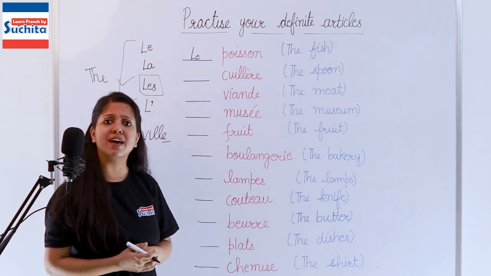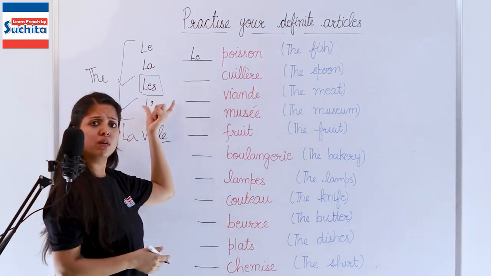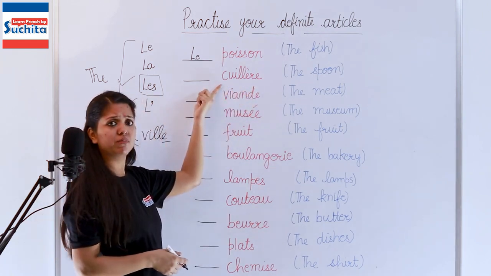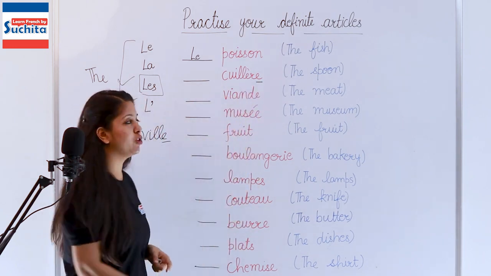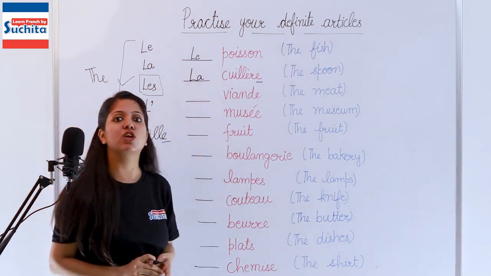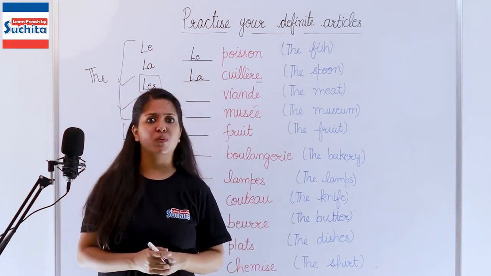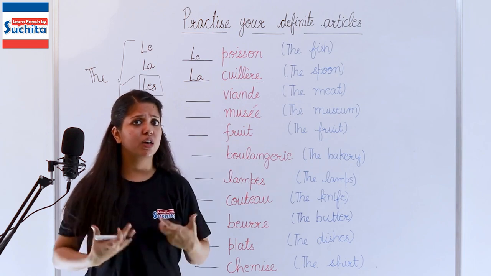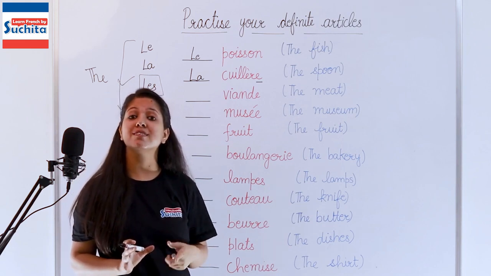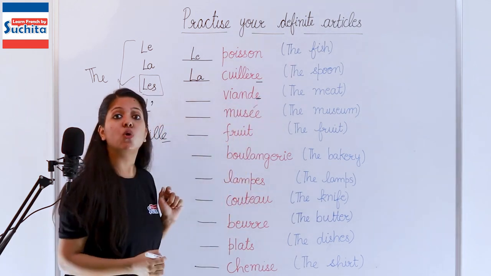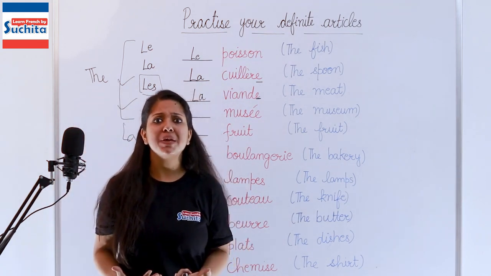Cuillère, the spoon with which you eat. So now, is it plural? No. Does it begin with a vowel? No. It ends with the letter E, that means it is going to be feminine. So you say la cuillère. Viande. Is it plural? No, it is not. Does it begin with a vowel? No. Is it male or is it female? It is feminine because it ends with the letter E. Alors, la viande, which is the meat.